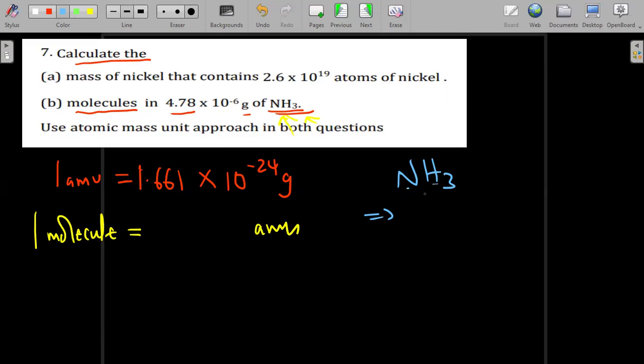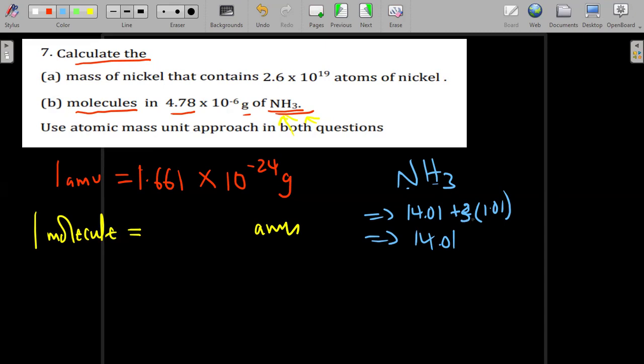Hydrogen there. So nitrogen has 14.01 plus, okay, this hydrogen here is 3 multiplied by 1.01. Okay, so meaning we're going to have what as our molar mass of this ammonia? Okay, it will be 14.01.